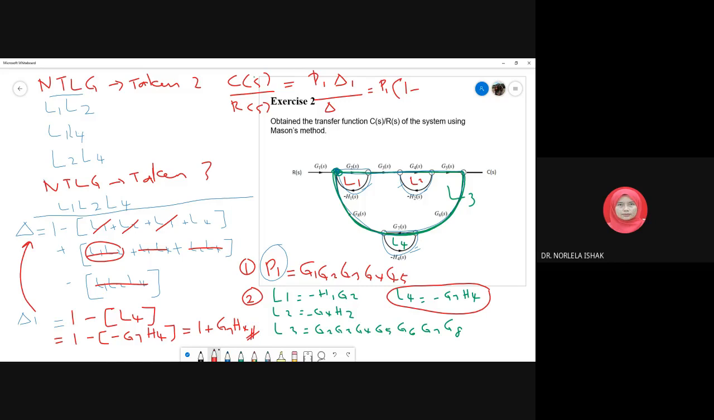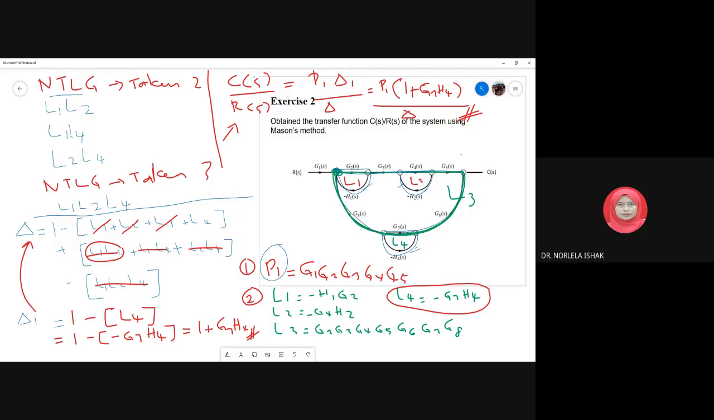So, substitute back into the equation. Okay. Substitute here, meaning 1 plus G7 H4 over determinant. You copy back all the determinant and substitute here. Okay, this is the transfer function. Okay, class? Okay. So far so good? So far so good, madam. Okay, very good.